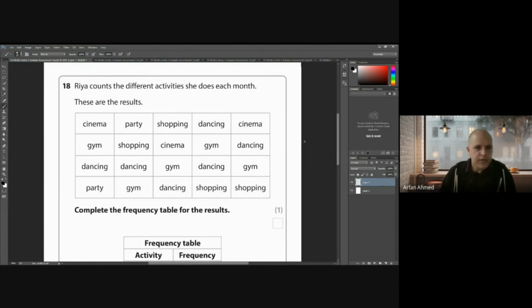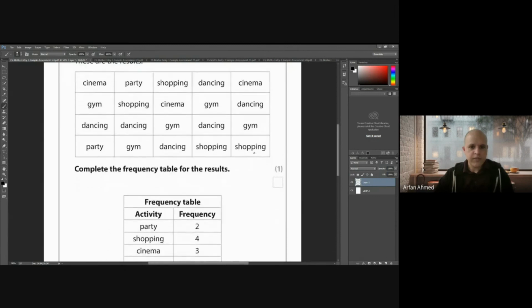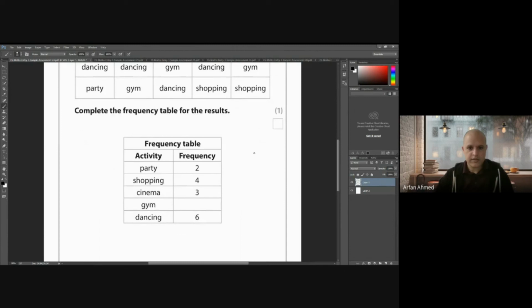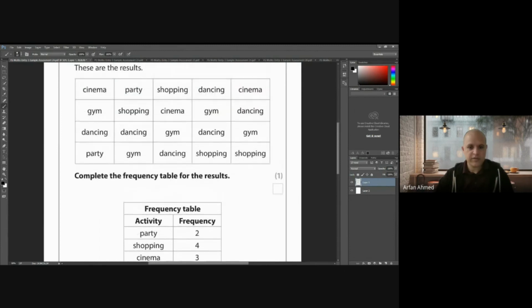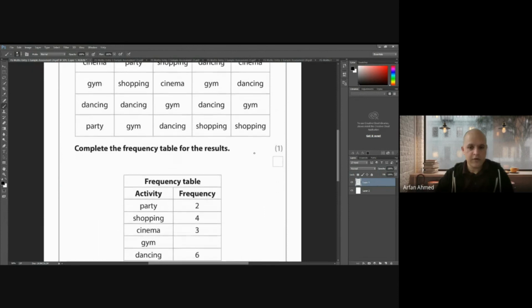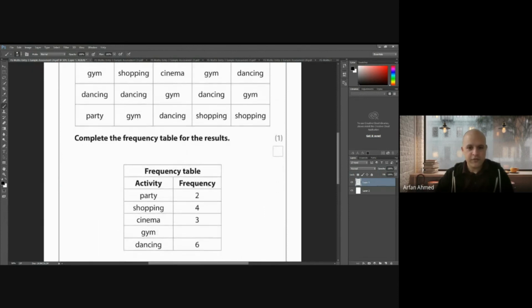Last one, question 18. Ria counts the different activities she does each month. These are the results. Complete the frequency table for the results. Right, so for 1 mark, dead easy. Frequency, you just need to know what frequency means. Frequency just means how many you got. So in fact, they've done most of it for you.